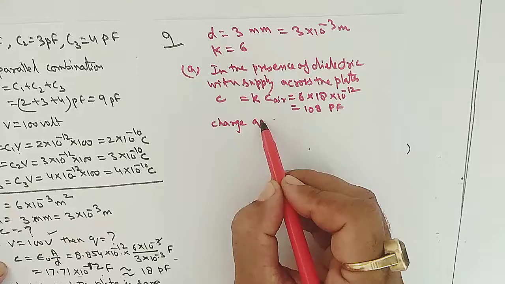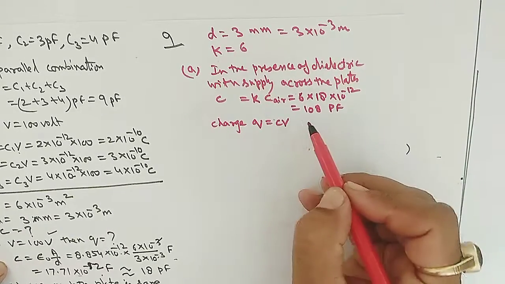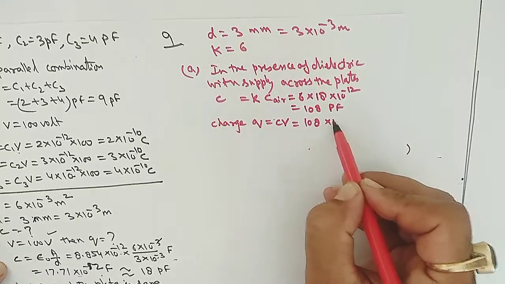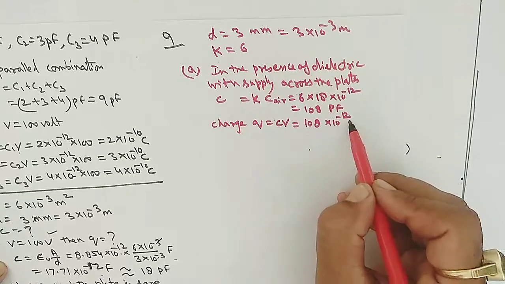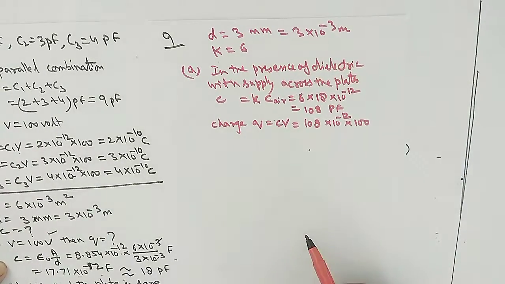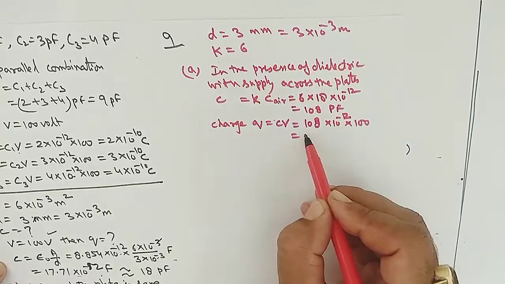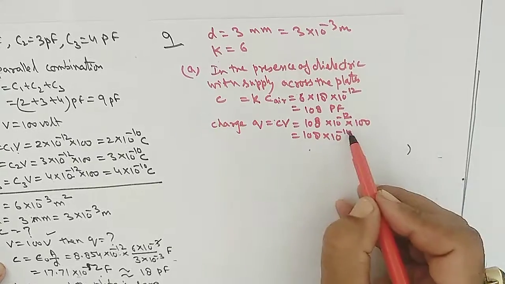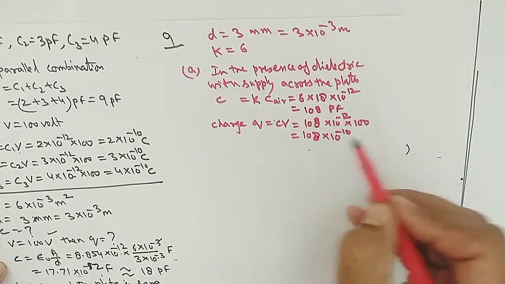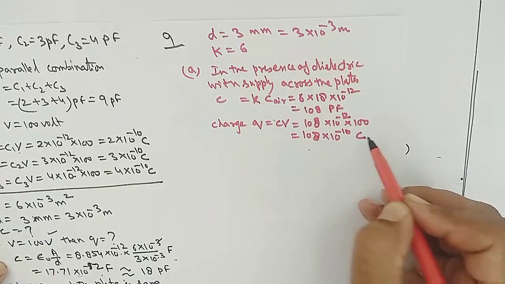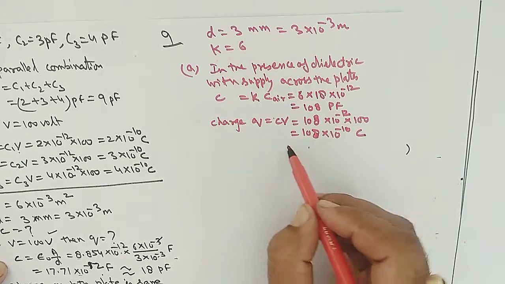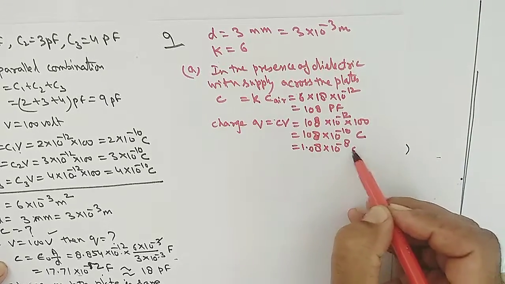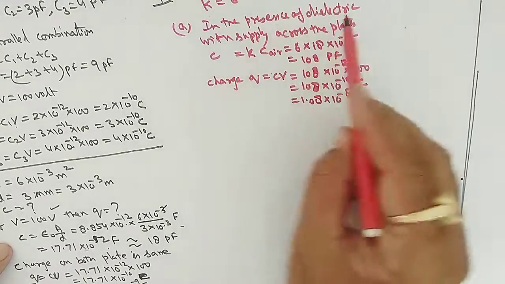Now see the charge. What is the value of the charge? Charge Q is equal to CV. Okay. Now put the values. C is given 108 pico, so 10 to power minus 12. And V is given in the previous question, it is 100. So you will find the answer. It is 108 into 10 to power minus 10 coulomb, or you can write 1.08 into 10 to power minus 8 coulomb. So this is in the presence of dielectric.